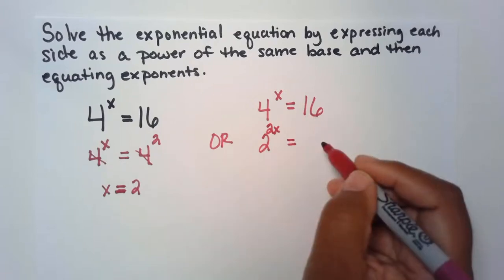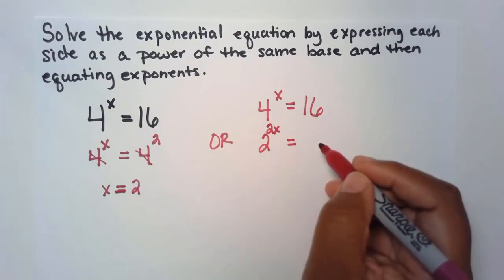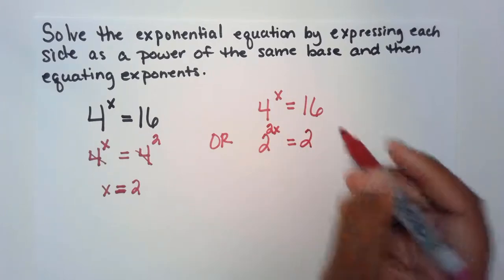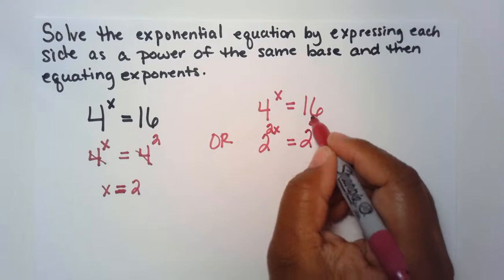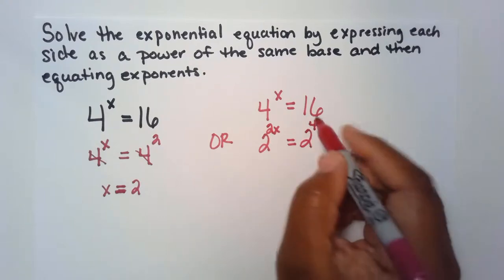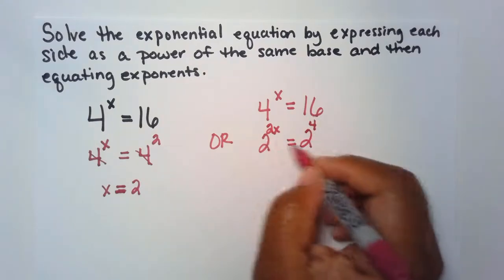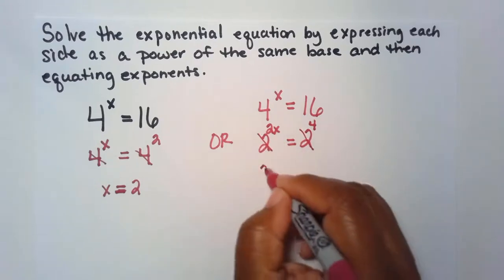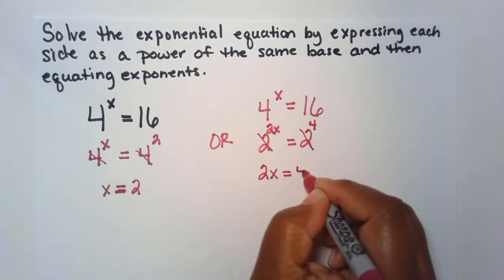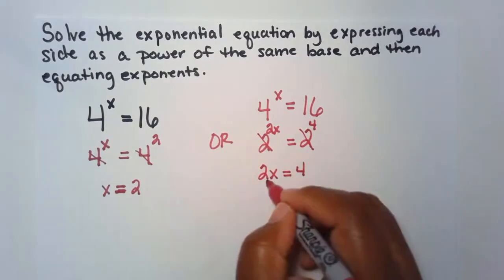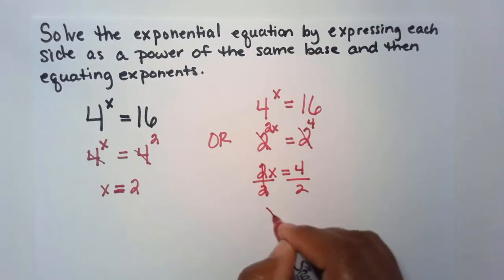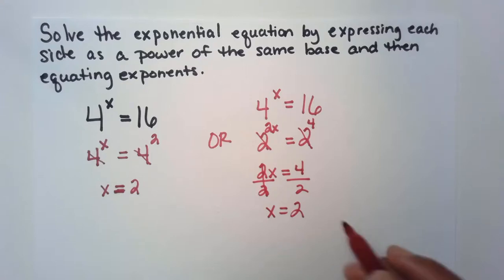and then converting 16 with a base of 2. We're saying 2 to the what power? We would say 4, because 2 to the fourth power, 2 times 2 times 2 times 2, gives us 16. Now that we have a common base on each side, we can drop the base and focus on the power and solve for x. And we have 2x is equal to 4. Divide by 2. We have x is equal to 2. So we have the same solution.